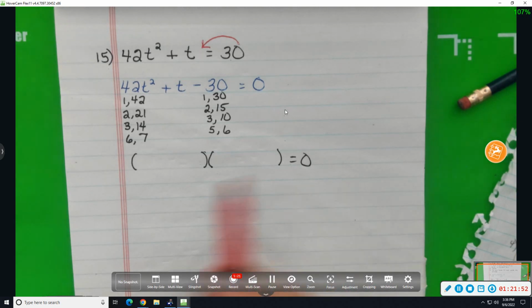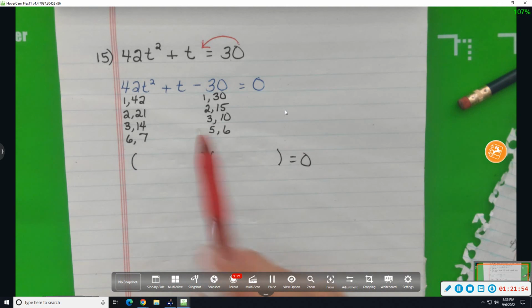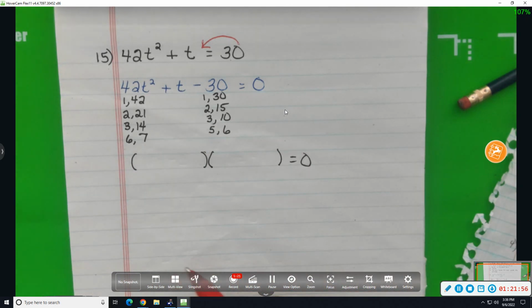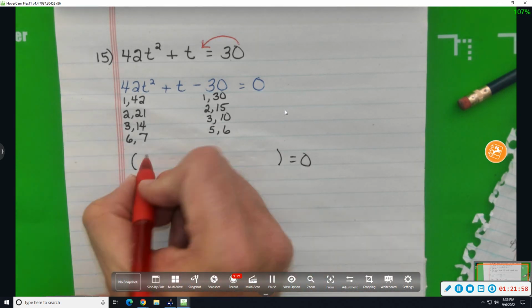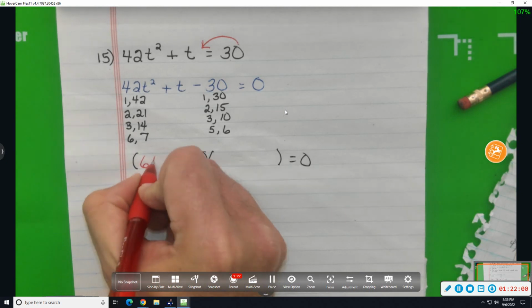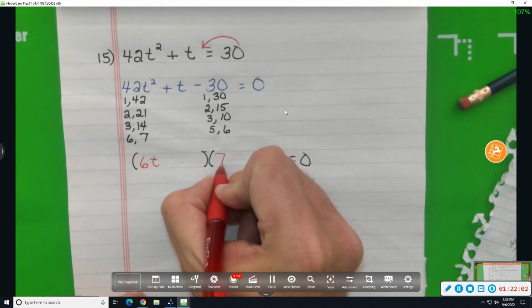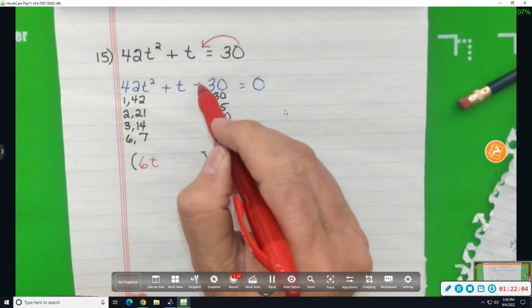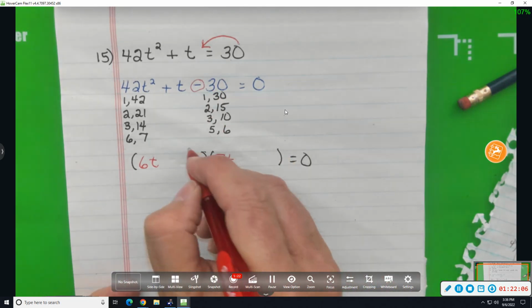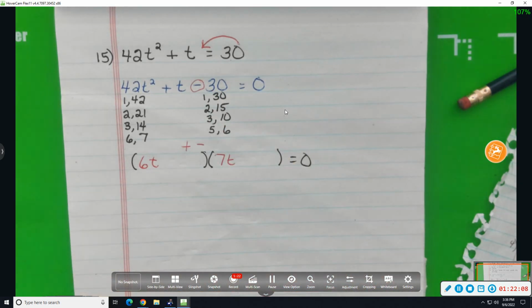I'm going to try to see maybe the 6 and 7 and the 5 and 6. That's just how I would do it. That's what I want to try first. I'm going to try 6t and 7t. By the way, the second sign is minus, so it's going to be a plus and a minus. That's why I haven't filled it in yet.